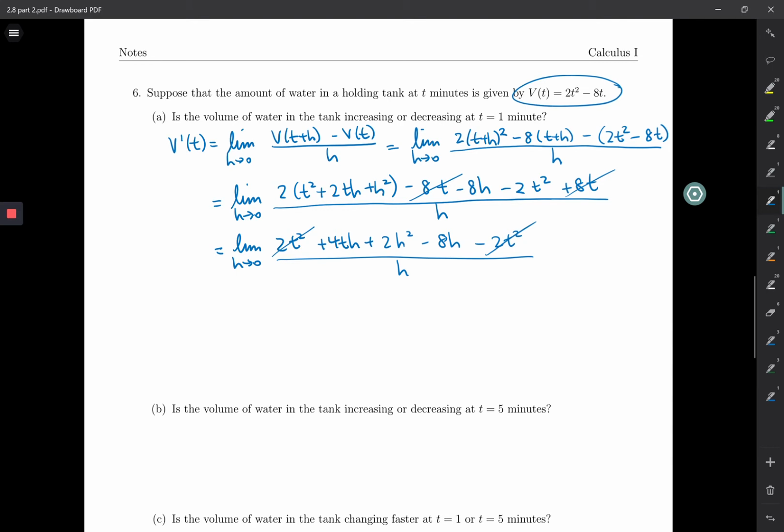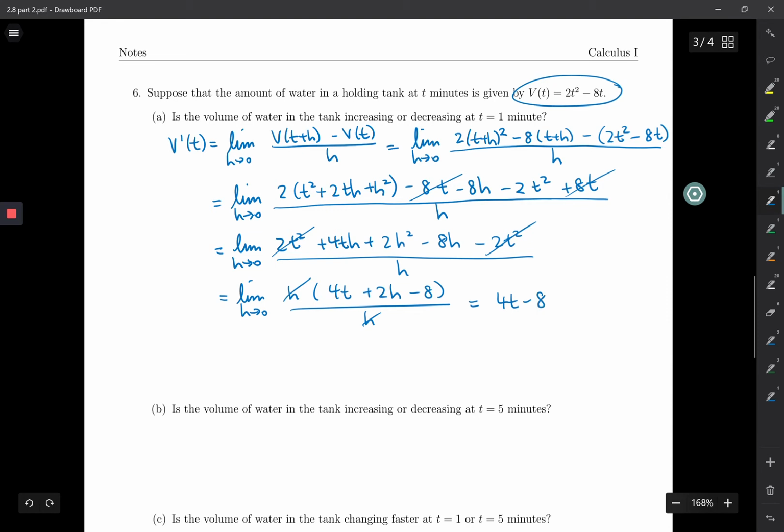All of the other terms that are left have an h in them, so I'm going to pull out an h. We'll be left with this over h. These will cancel, and then I can just plug in h equals 0 once I've canceled. This will make this term 0, and we'll get 4t minus 8. That is our derivative, v prime of t.